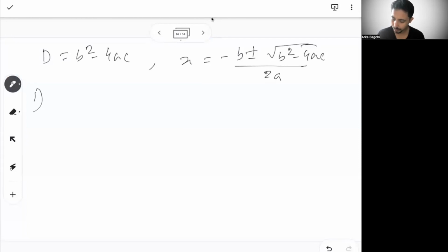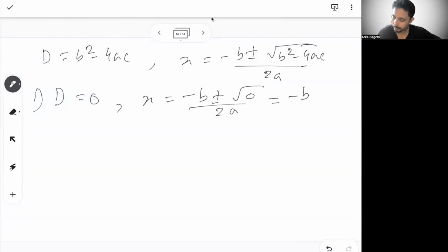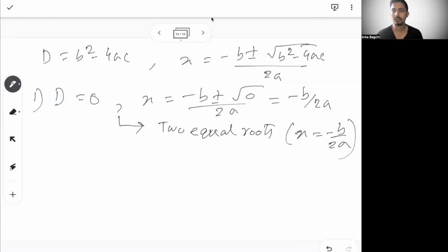Now there is a chance that the discriminant is equal to 0. If the discriminant is equal to 0, that means your x is minus b plus minus root over 0 by 2a, or minus b by 2a. But it has to be a quadratic equation, so that means it will have two roots, but two equal roots. So with discriminant equal to 0, you have two equal roots, and both the roots are x equal to minus b by 2a. So this is your root.